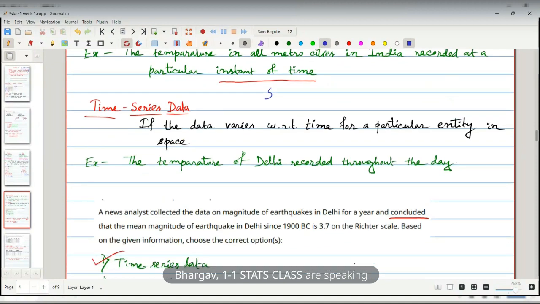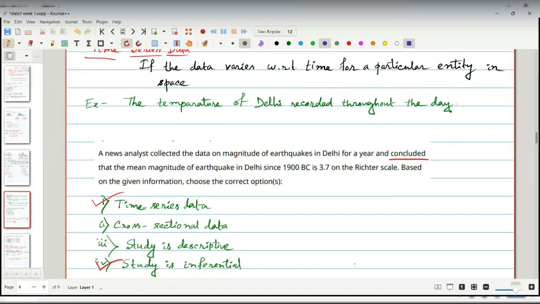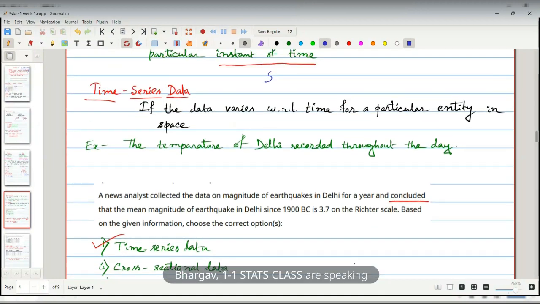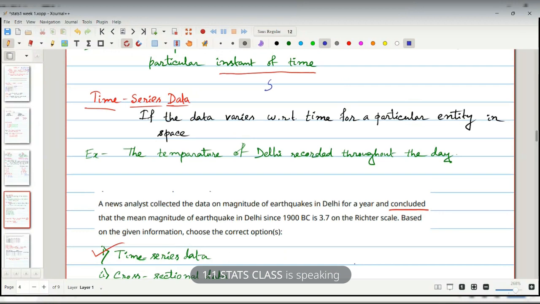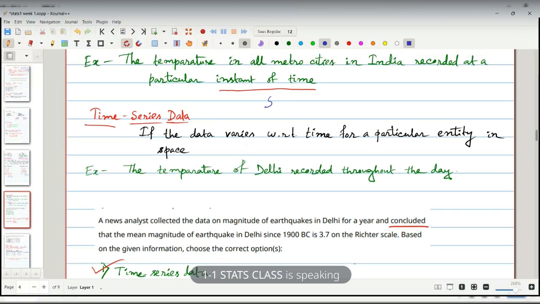In time series data, the data varies with respect to time for a particular entity in a space. An example is the temperature of Delhi recorded throughout the day. Okay, this is the example. Tell me, cross-sectional or time series?